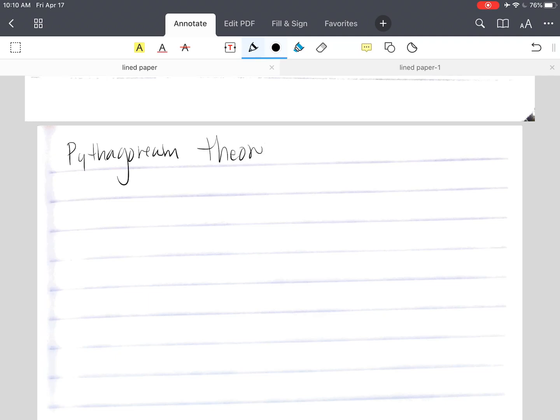The Pythagorean theorem. It's a theorem, meaning it's something that's always true. Now you're probably wondering, who's Pythagoras or Pythagorean? Pythagoras at first was believed to be a person, and this was way back in the day.